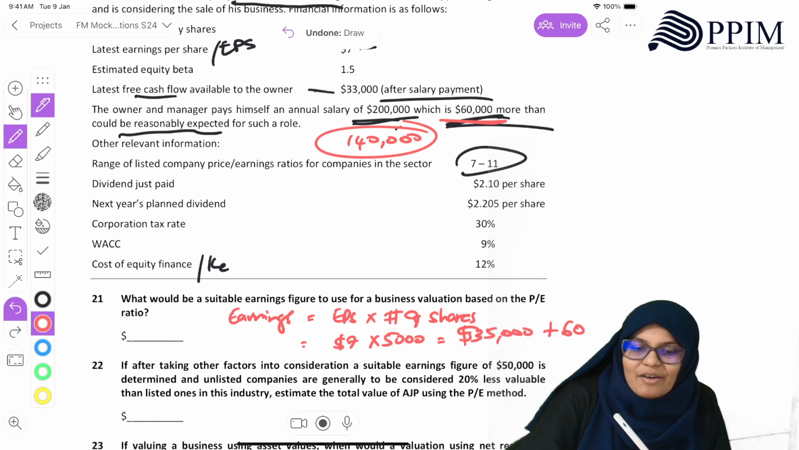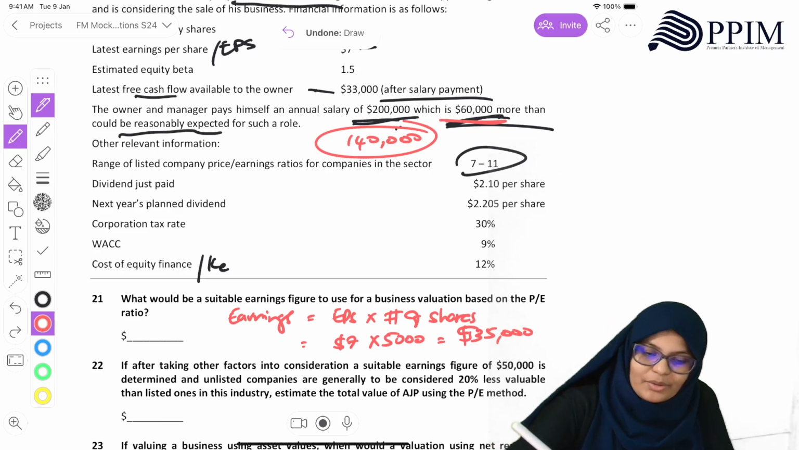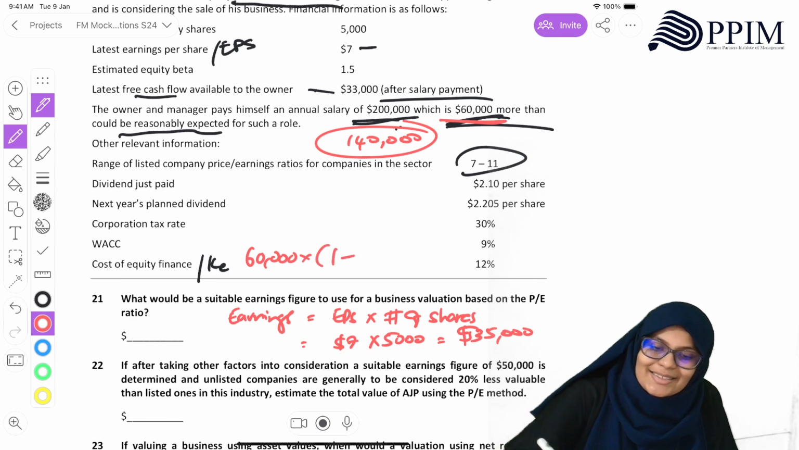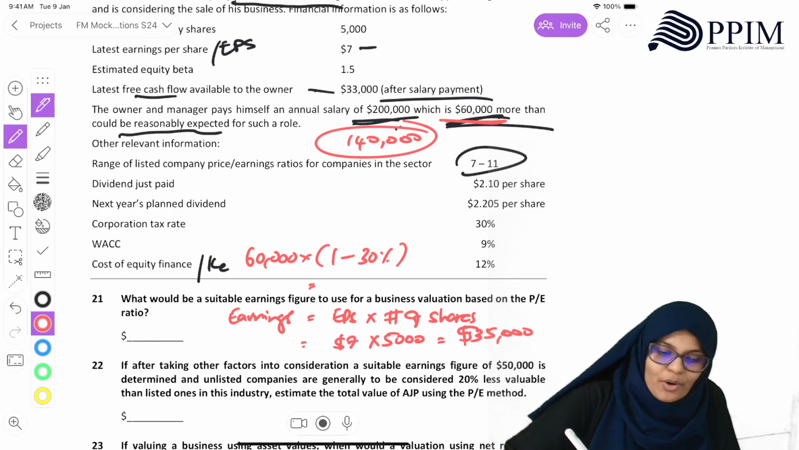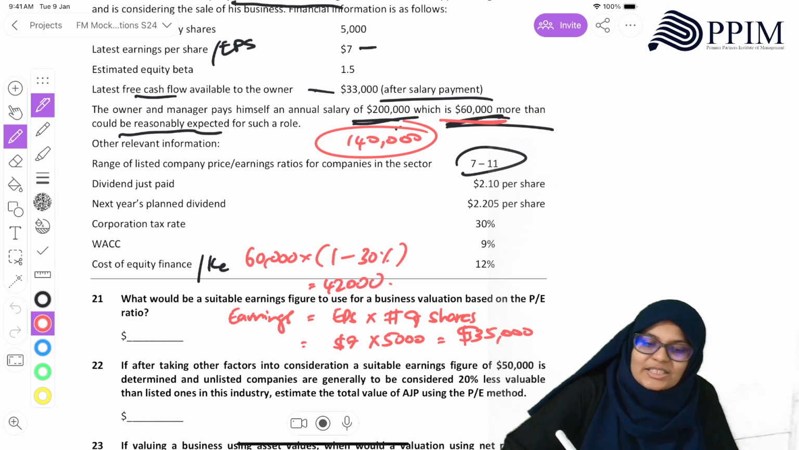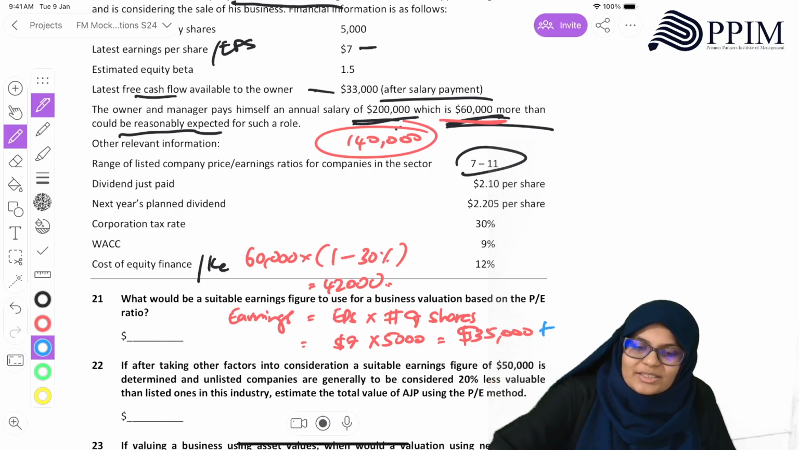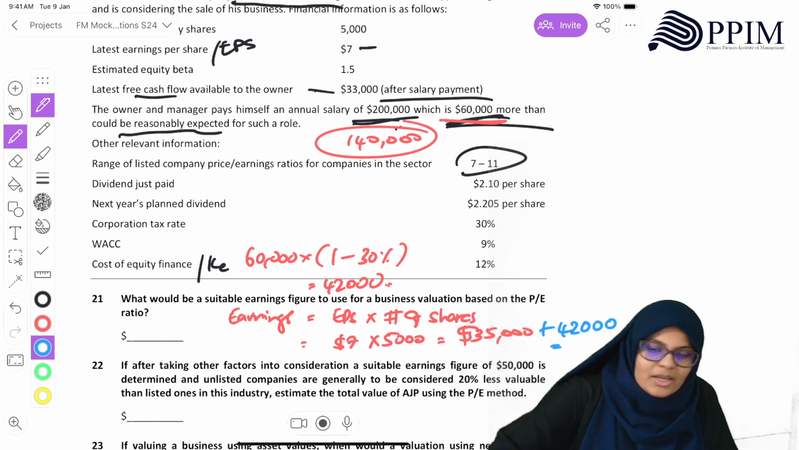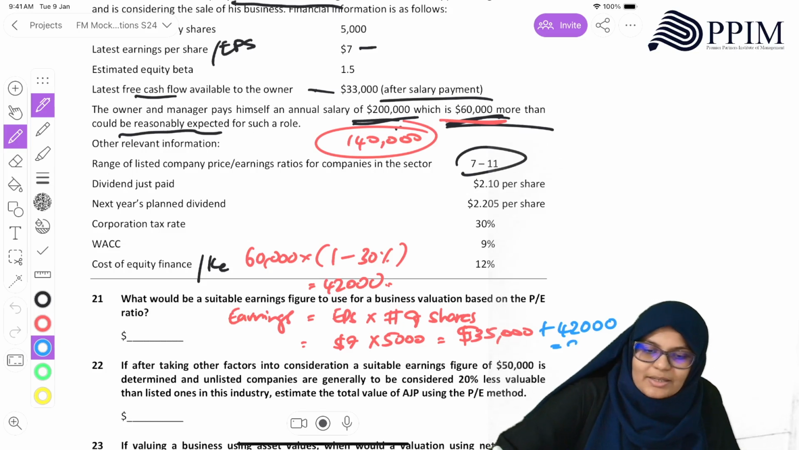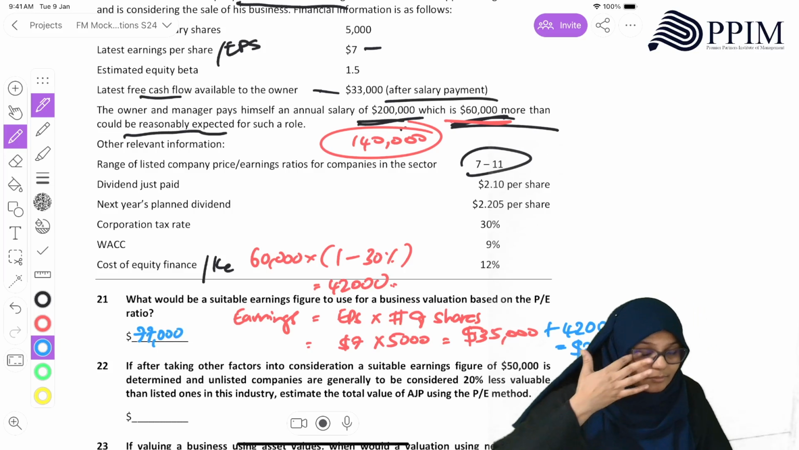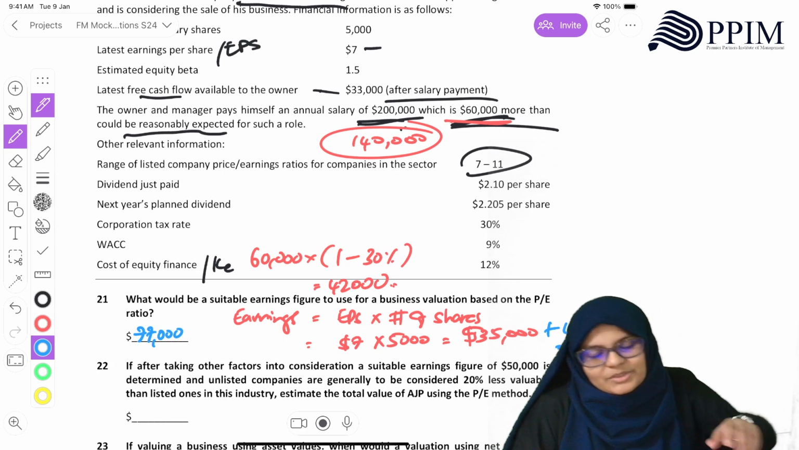So let's take the after tax impact of this 60,000. Okay, so I'll take it over here. 60,000 into 1 minus the tax rate, which is 30%. So the actual benefit is only 70%, which will be 42,000. So this 42,000 in future it will reach the ordinary shareholder. So in addition to this 35, I can add this 42 as well. So 35,000 plus 42,000 will be 77,000. So that will be the earnings figure. Okay, take it down. It was not given directly.